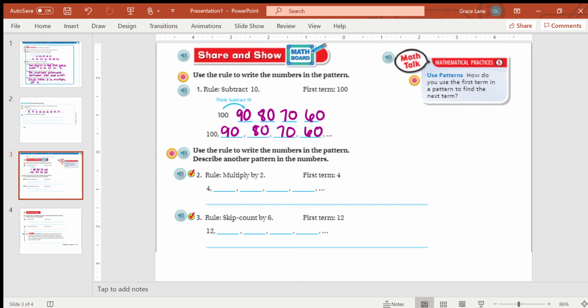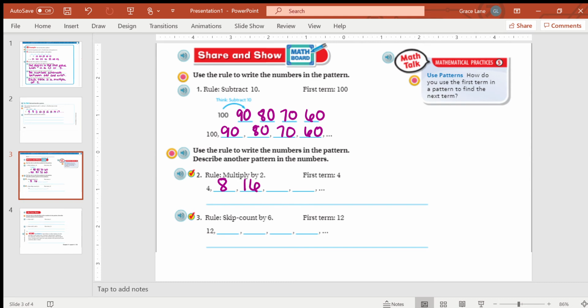Okay, the next section says use the rule to write the numbers in the pattern. Describe another pattern in the numbers. So first list the rules. For number 2, it says multiply by 2. The first term is 4. So start with 4, and you're just multiplying by 2. So 4 times 2 is 8. Multiply by 2. 8 times 2 is 16.